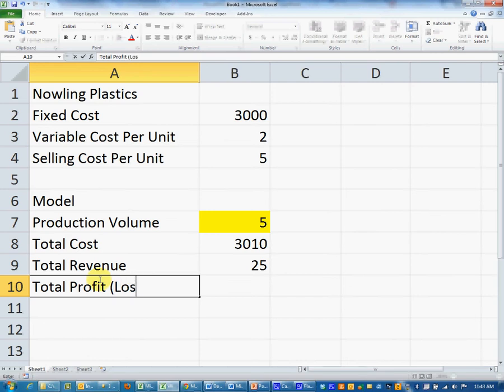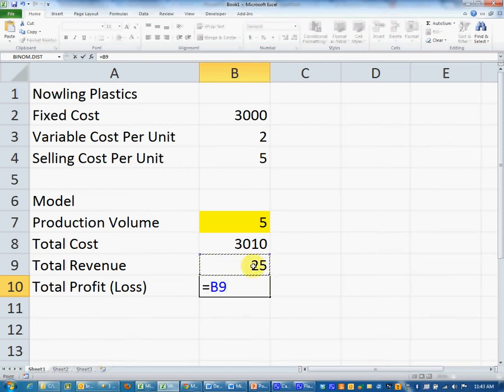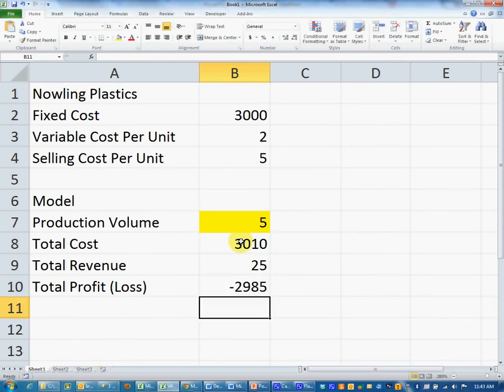And I'm going to put in here loss because sometimes it'll be a negative number. So the total profit is revenue minus cost. So in this case, we're losing a whole bunch of money. If the question said how much money are we making or losing if we sold 800, we still lose 600 bucks.